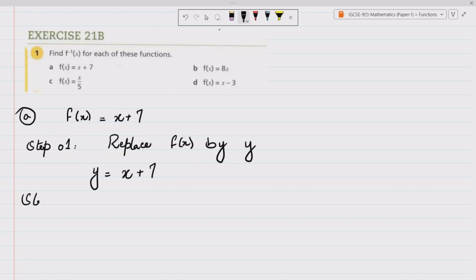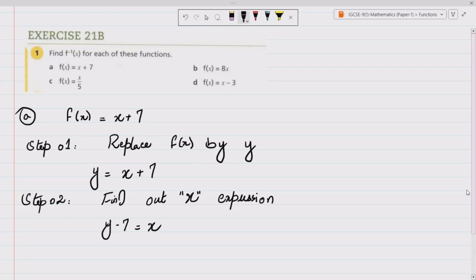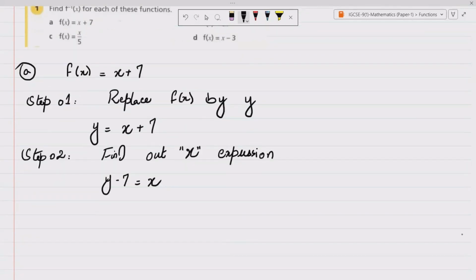Step 2 is to find out the x expression in terms of y. So what we have to do is take x on one side and the other things on the other side. So this is plus 7, this becomes minus 7, so y minus 7 equals x. Okay, so step 2 is done. Now x is just alone.